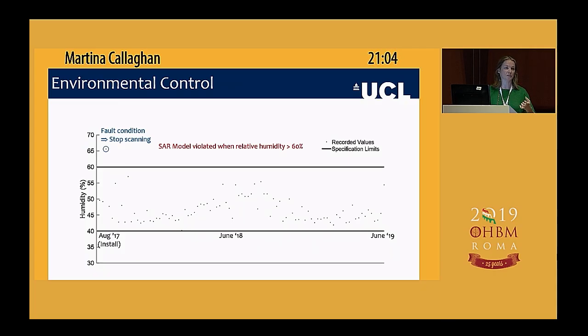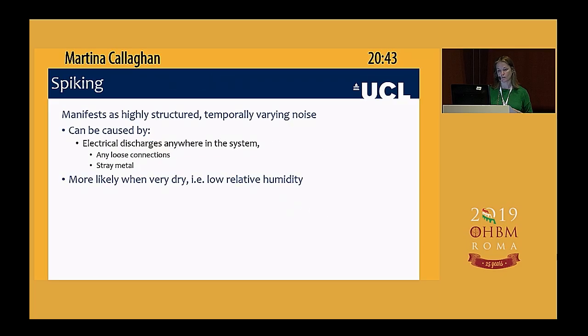And that would mean potentially that the rate of dissipation of heat as you image the individual would not be what it ought to be. And in that case, you would have a potential problem. So that's not an appropriate domain in which to be scanning. On the other end of the spectrum, if it starts to become very dry, your risk of spiking starts to increase. Okay, so what's spiking?